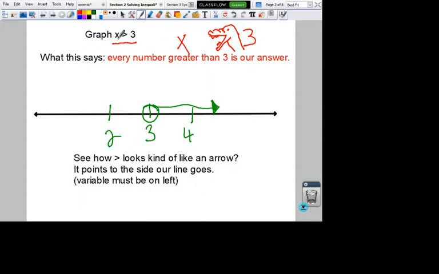Okay. So, the way I remember which way my arrow goes is, you see how if I look at this, x is greater than 3, the inequality right here in the middle, doesn't that kind of look like an arrow pointing right? If I put that little line there, it kind of looks like an arrow pointing right. That's how I remember which way my arrow goes. My arrow is going to go to the right. We just have to be careful because I need to make sure my variable is on the left side.